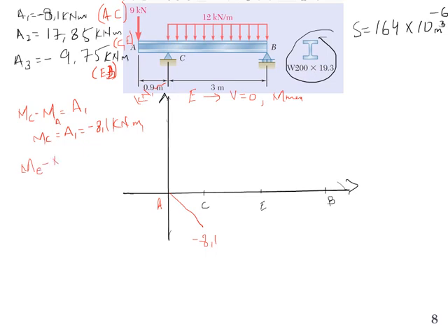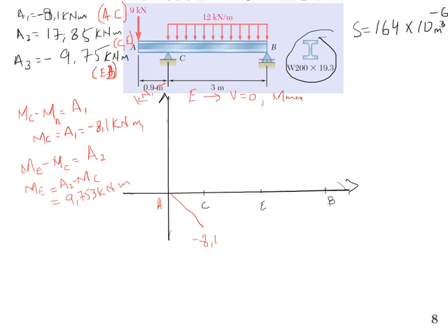ME minus MC will be the area under the shear force curve that we already calculated, that is A2. So ME will be simply A2 minus MC. We know the value of MC, that is 8.1. A2 we calculated, that is 17.85, and this will become positive 9.753 kilonewton meter.